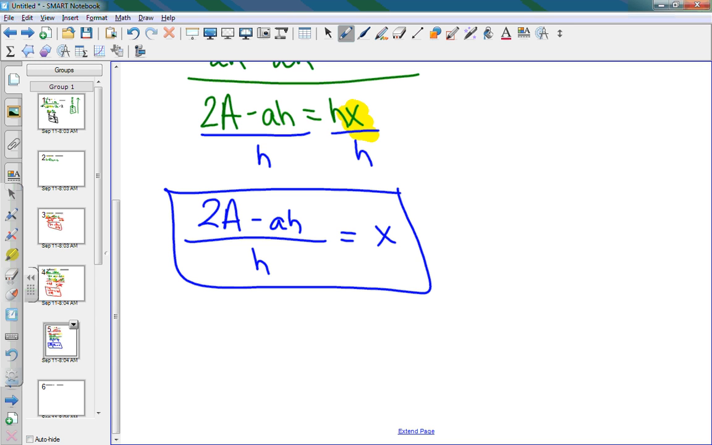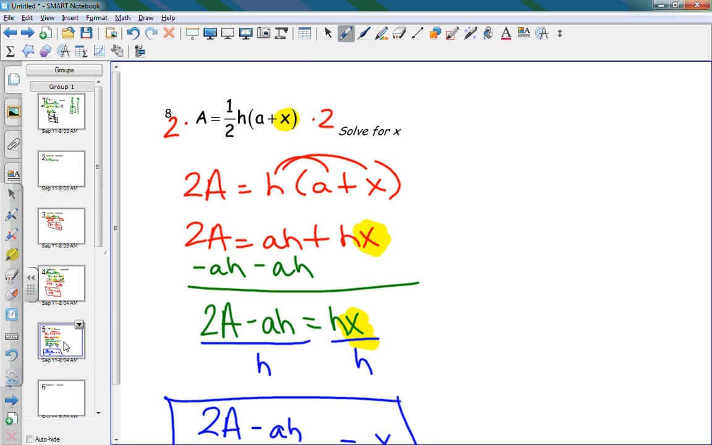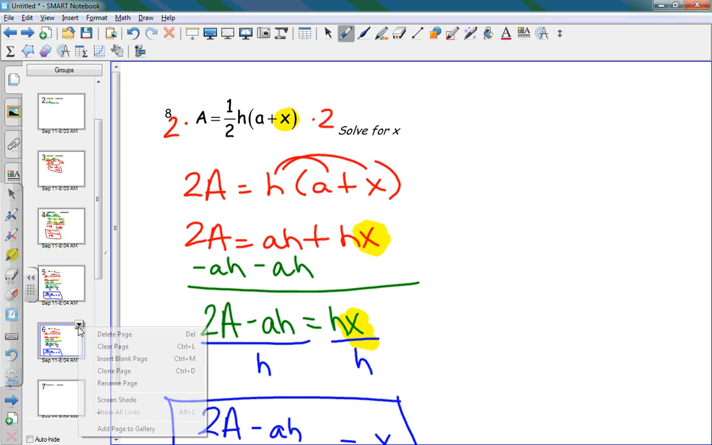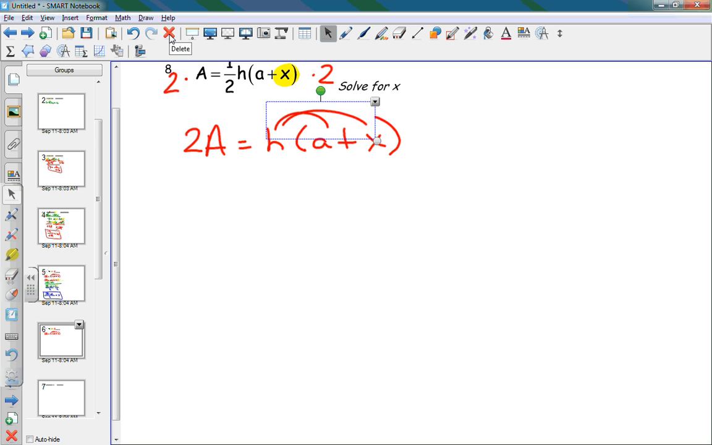Okay, well I'm going to cheat and we're going to redo this problem. I just want you to watch. And we are going to go from the parentheses. Because not everybody felt the need to distribute that H, did we? Does that H bother everybody in the parentheses? No. So how is that H attached to the A plus X? By multiplication. How would I get rid of H? You would divide both sides by H.